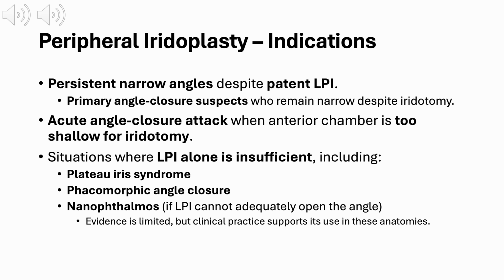Plateau iris is the classic example, but the same logic applies in phacomorphic narrowing or in nanophthalmos, where even a patent iridotomy may not generate enough space. Evidence isn't robust in some of these anatomies, but clinical experience supports its use when mechanical crowding persists.